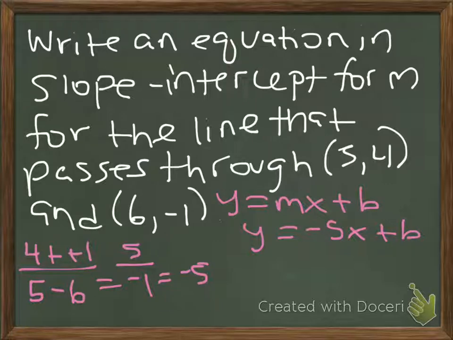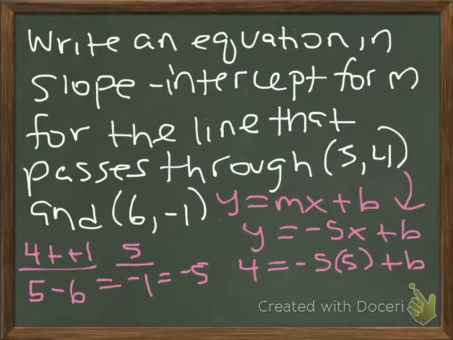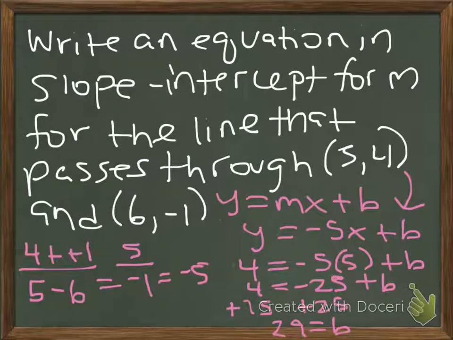And then to find b, we need to pick one of the points to plug in for y and x. So if we pick 5, 4, we're going to plug in 4 for y, that's our y coordinate, 5 for x, that's our x coordinate, and we're going to solve for b. So we get 4 equals negative 5 times 5, which is negative 25, plus b. We add 25, and we get 29 equals b. So our final equation with our slope and our y-intercept is y equals negative 5x plus 29.